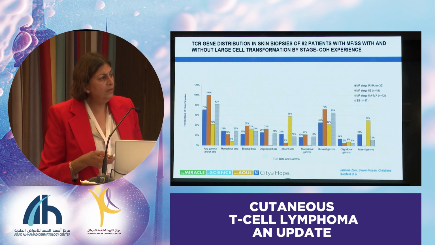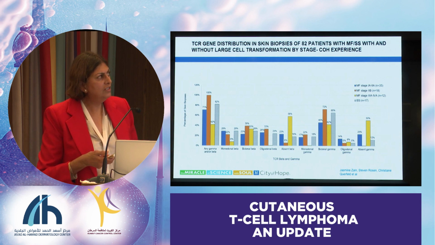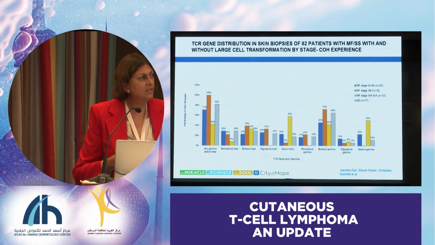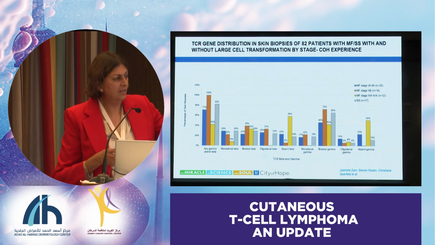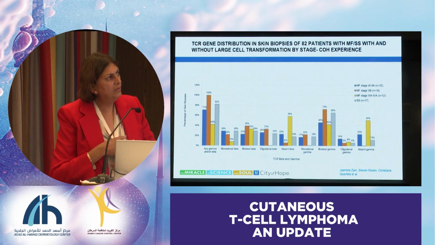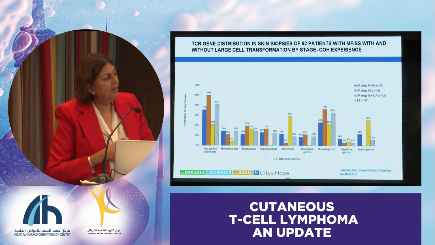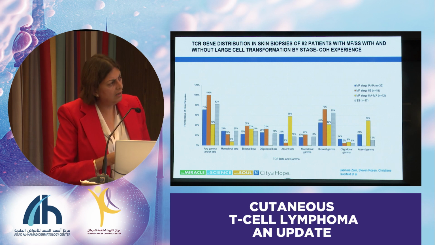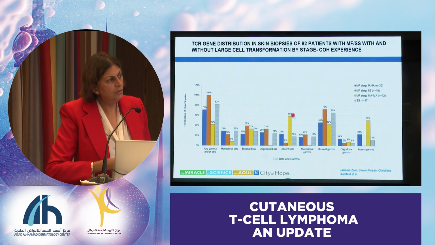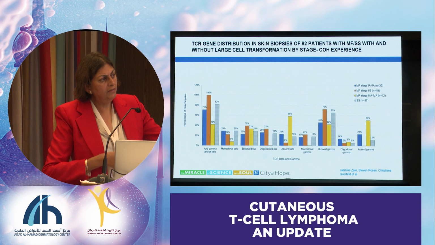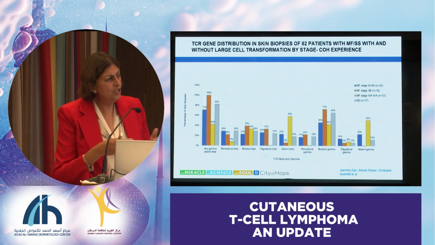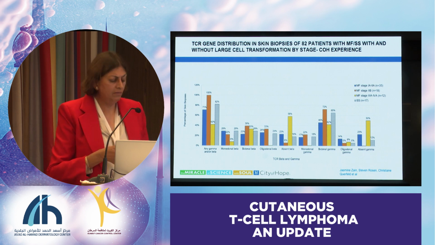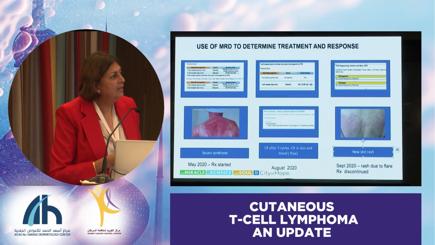At City of Hope, we've looked at about 250 patients and looked at TCR gene distribution in skin biopsies. These are 82 patients. There's another publication that's coming out with the rest of them. And this is with and without large cell transformation. And you can see the documentation of these different clones in different stages of the disease. And so the idea is that with this, we can start to pick out patients who will eventually develop some kind of clonal emergence. And then maybe we can predict responses in that way.